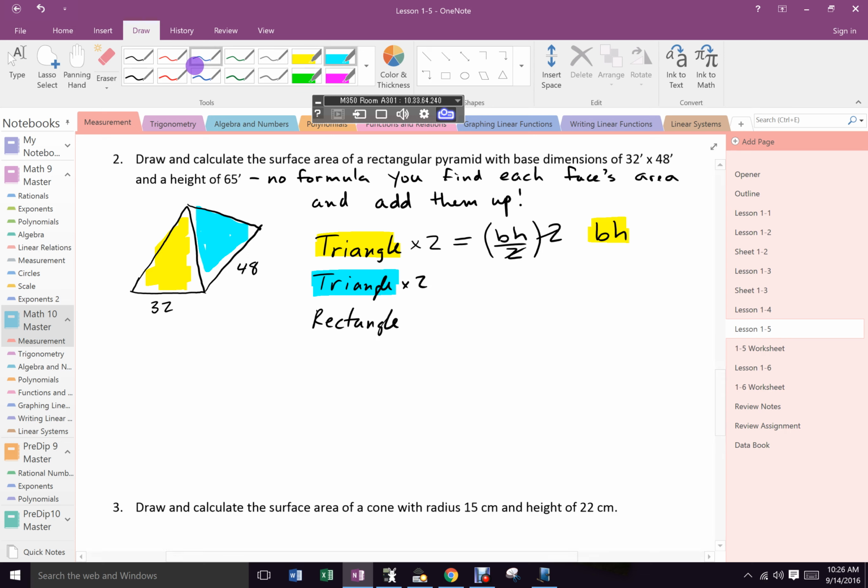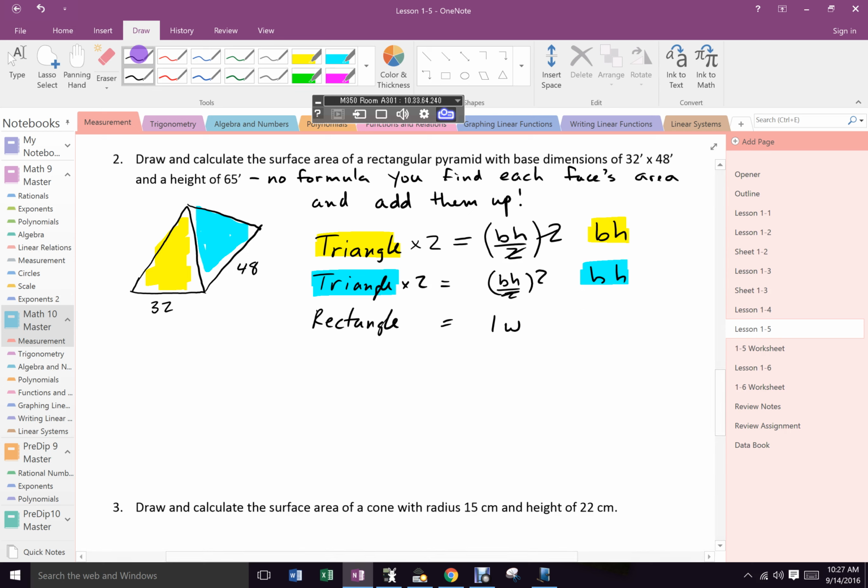And then there's base times height times 2. I need the base and the height of the blue triangle. And then this guy is just the length times the width of the bottom, correct? Is everybody good? So have we made our own formula? We have, haven't we? All we got to do is put in the numbers.